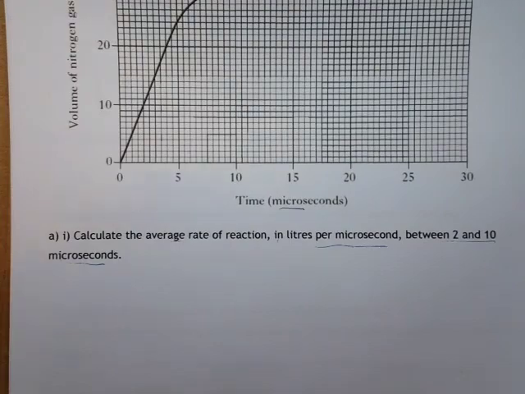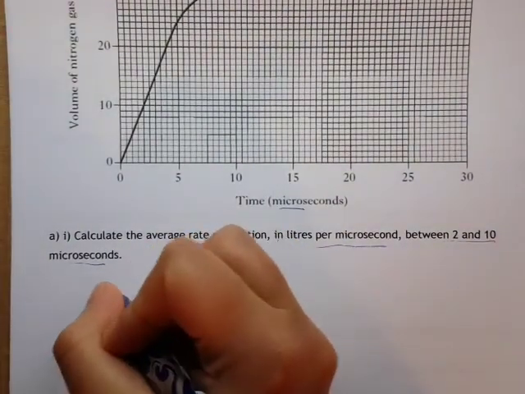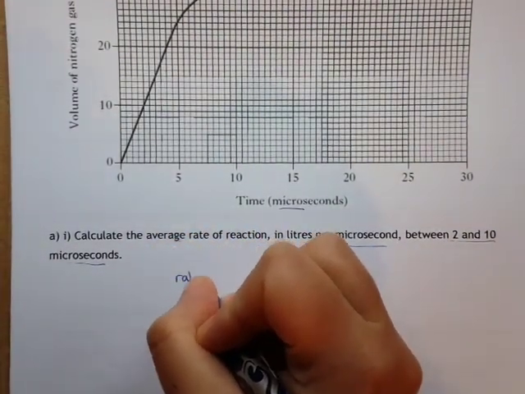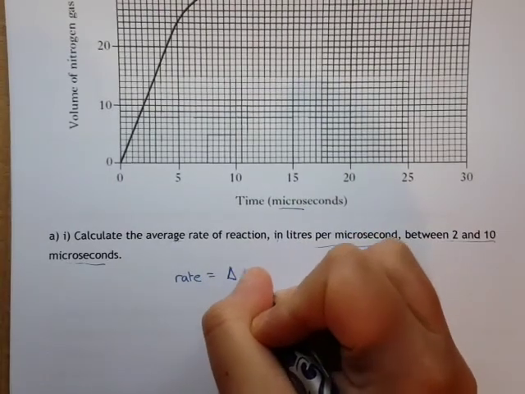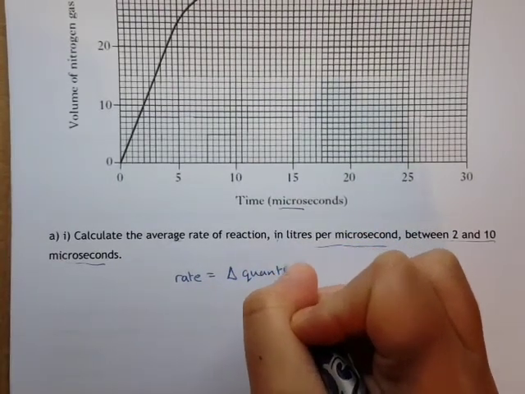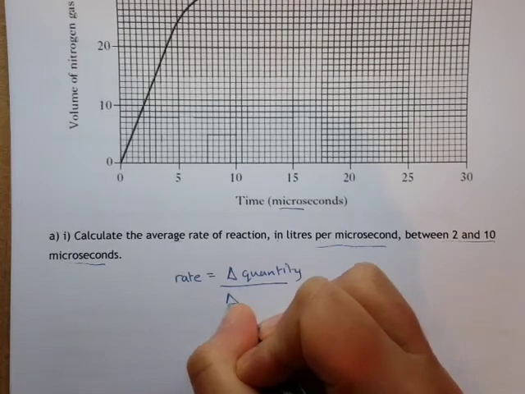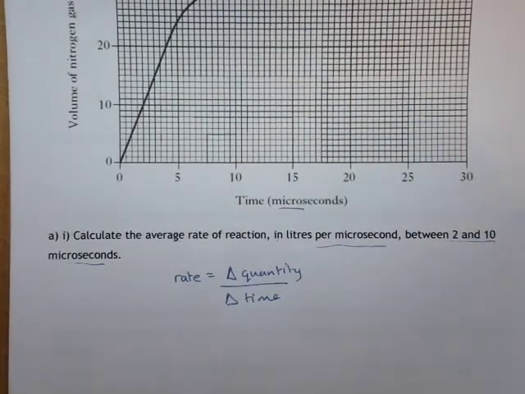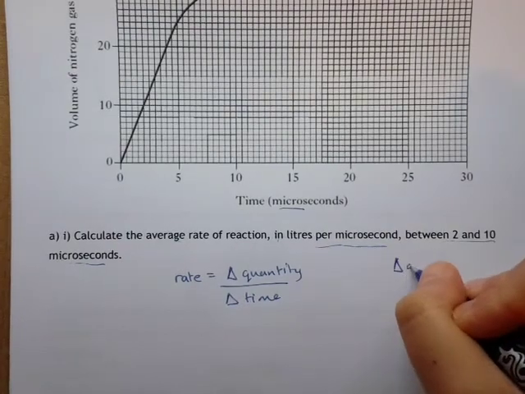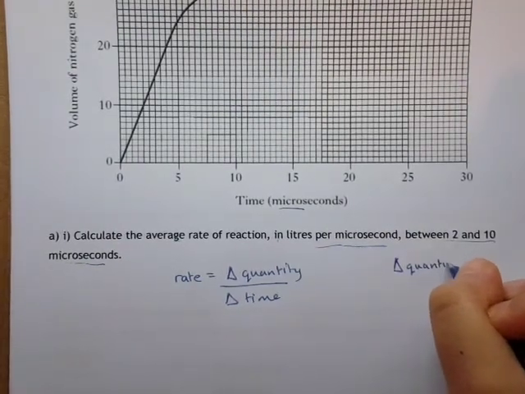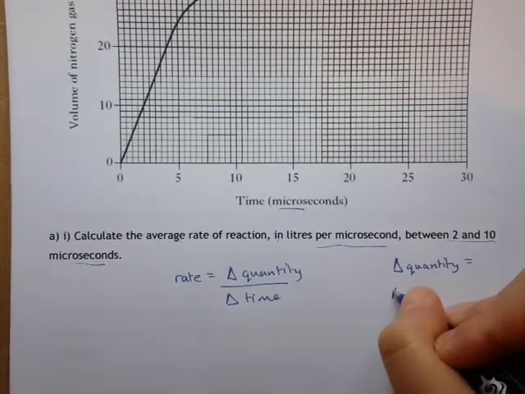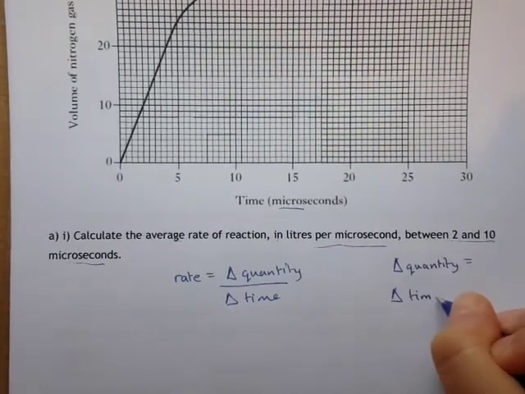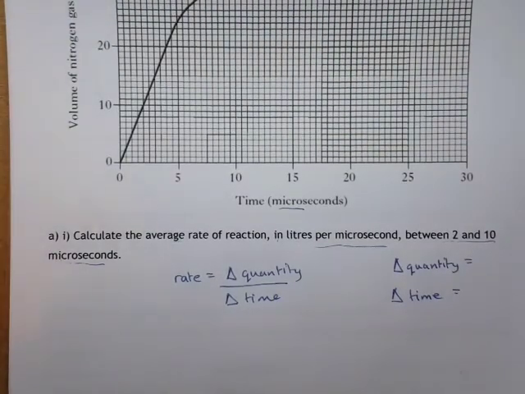So first thing I'm going to do on this question is write that down. So rate equals change in quantity divided by change in time. Remember, the little triangle delta means change in. So we're looking for rate, and we're going to need to be sure about what the change in quantity and the change in time are in order to calculate that.